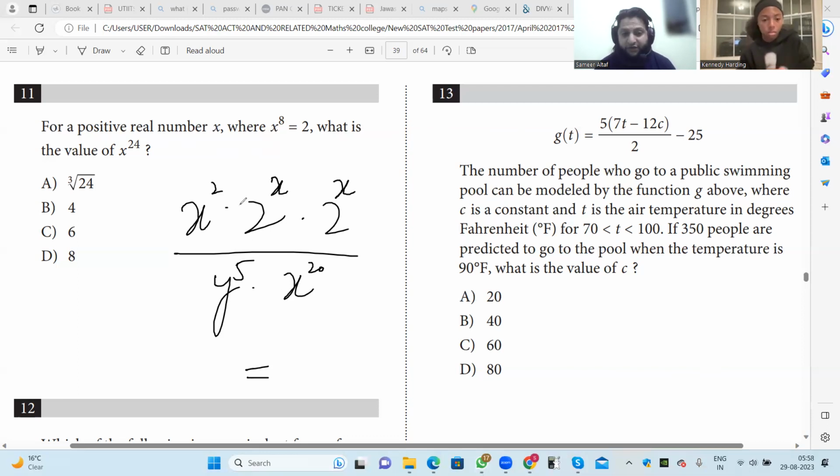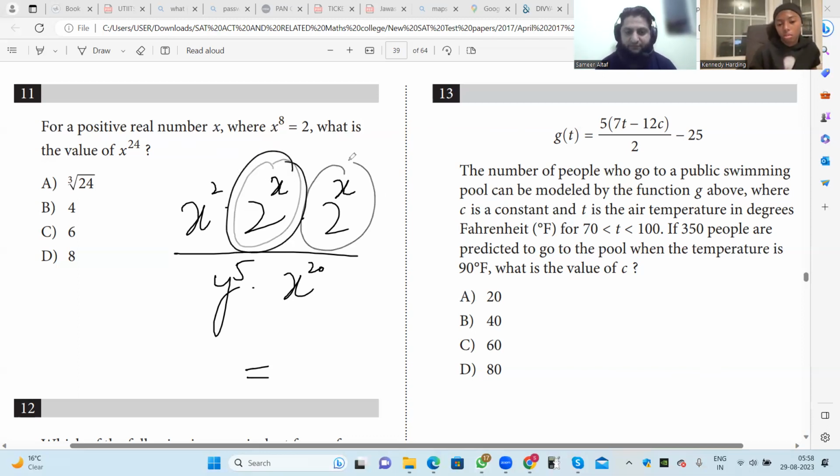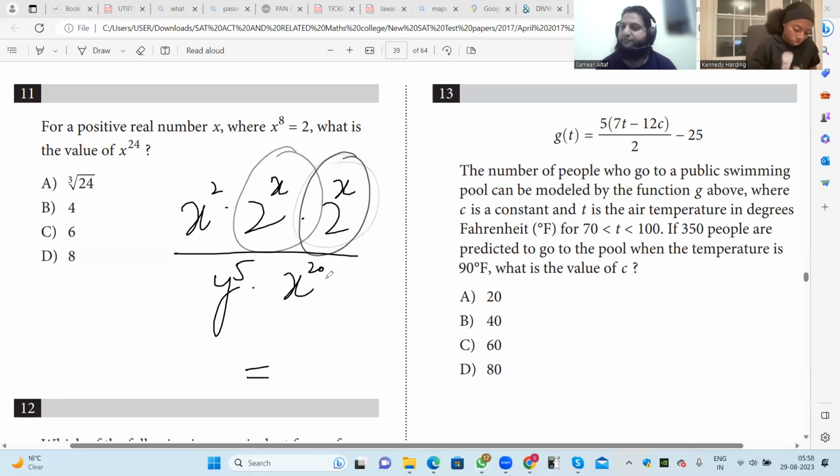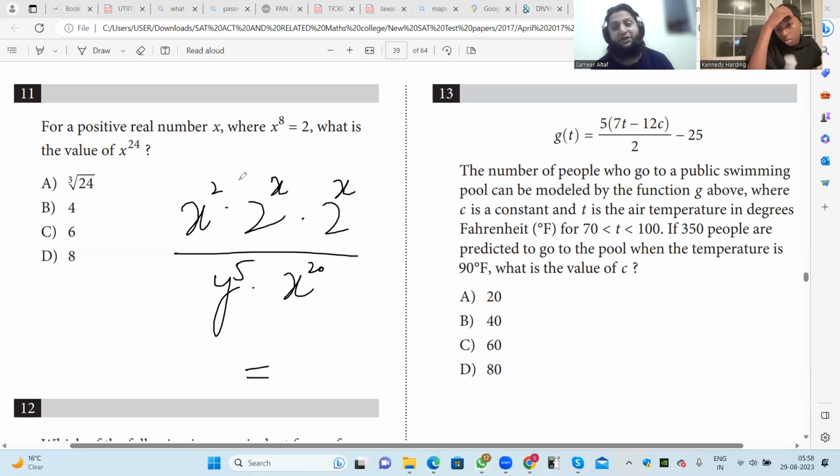So forget about everything. If you just focus on these, 2 raised power x times 2 raised power x, they are in multiplication, so you'll be adding the power. So x squared. That means multiplication. We are keeping the base as it is and adding the powers. X plus x will be x squared. Are you sure?